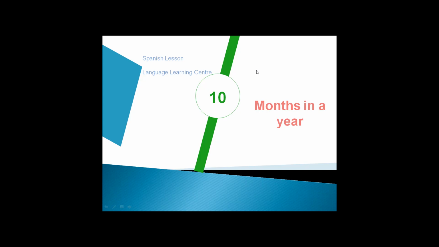In the previous lesson we learned about days of the week and now we'll talk about months in a year. So yes, we have 12 months in a year and how do we say them or call them out in Spanish? Here we go. So the first month is January, which is Enero, Enero.